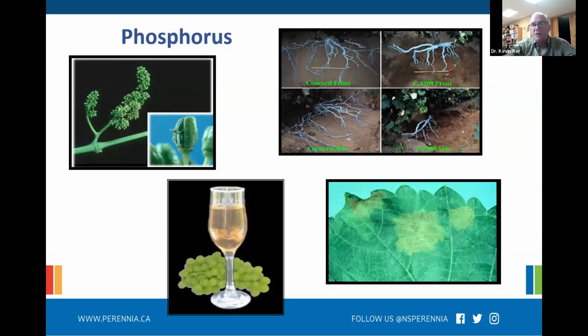Phosphorus, as was mentioned, a person asked about excess phosphorus. In most cases, phosphorus highly influences root development of a grapevine. And it's really critical that it be there, but it's also associated with the flowering aspects. What's of note to some people is that the levels of phosphorus in the plant can influence wine quality, but it also has a huge influence on disease resistance within the plant.